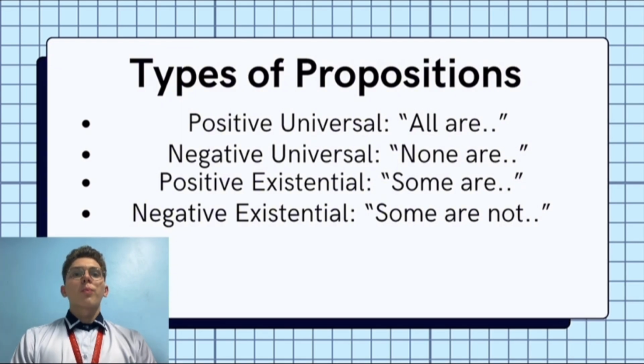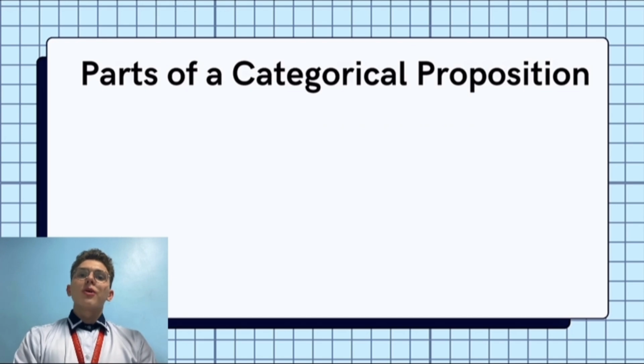Since any categorical proposition asserts that either all or part of the class denoted by the subject term is included in or excluded from the class denoted by the predicate term, it implies that there are exactly 4 types of categorical proposition. Now let's proceed to the parts of a categorical proposition.